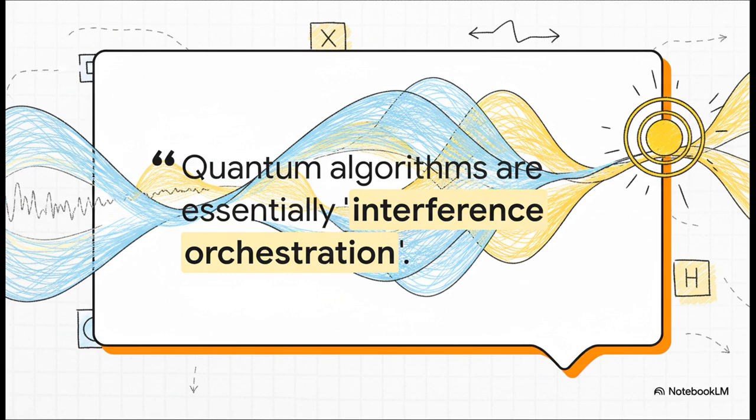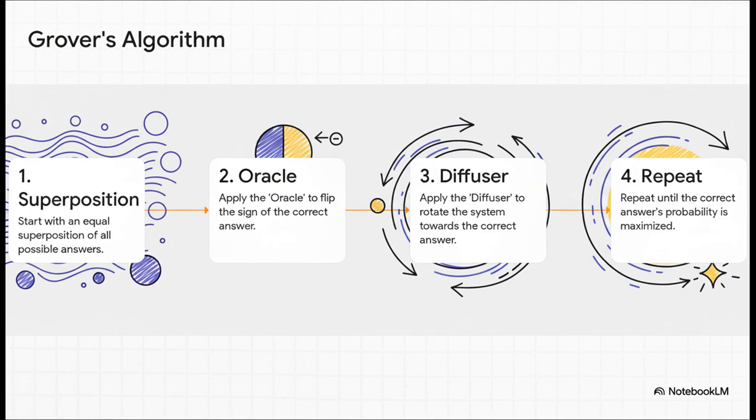It's beautiful, really. Okay, let's look at a classic example, Grover's algorithm. It's a search algorithm on steroids. Here's how it works. Step 1. You create a superposition of every single possible answer. It's like a flat landscape of probabilities.